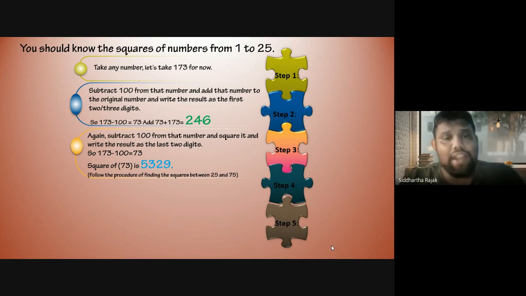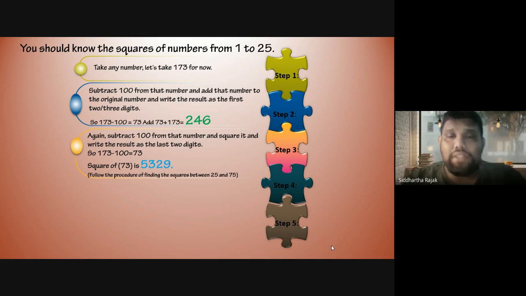Whatever number you added is to be squared now. So the square of 73 can be easily found out with the help of my first slide, where we found the squares of numbers between 25 and 75, right? By that technique, you find the square of 73, and the square of 73 is 5329.